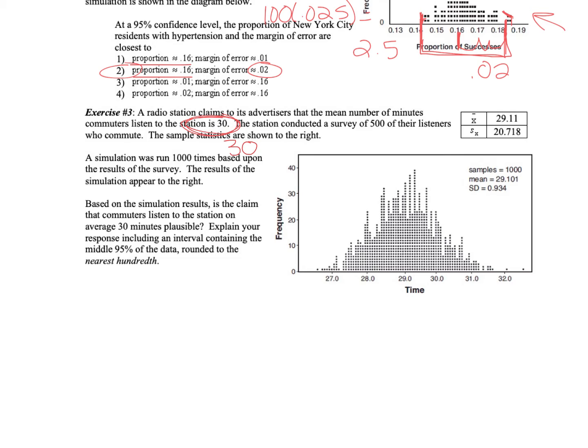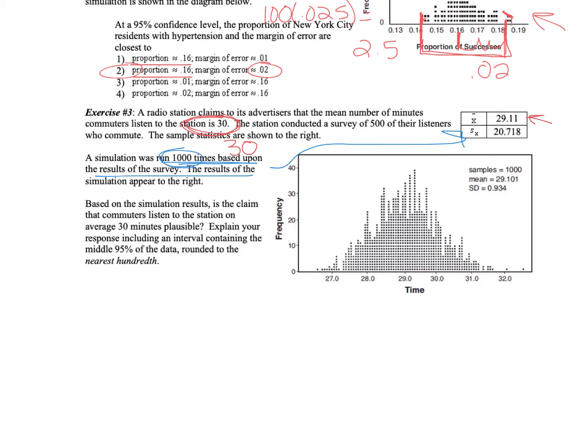So the sample of 500 had a mean of 29.11 and a standard deviation of 20.718. So on average, about 29, and people were like plus or minus 20 mostly from there. A simulation was run 1,000 times based on the results of this survey, and this is what appears to the right.